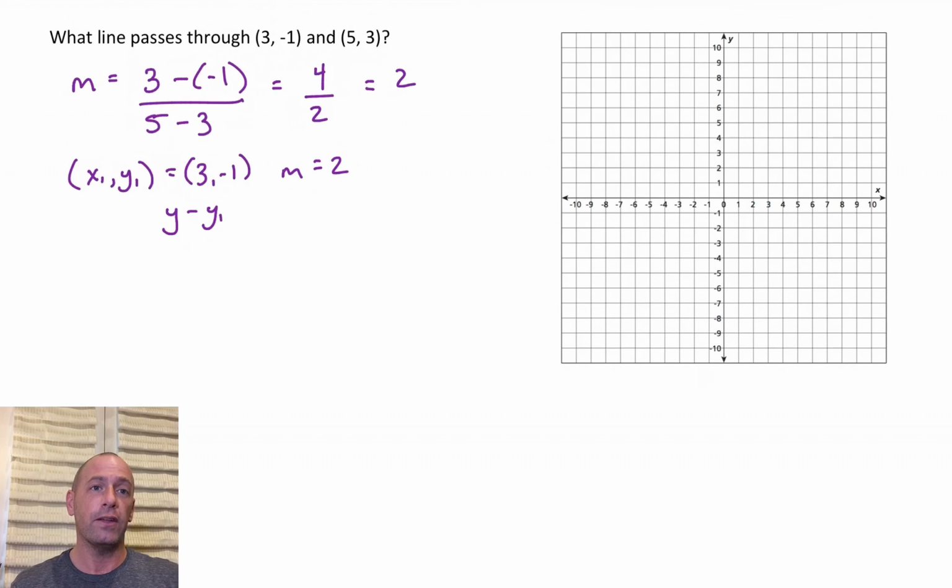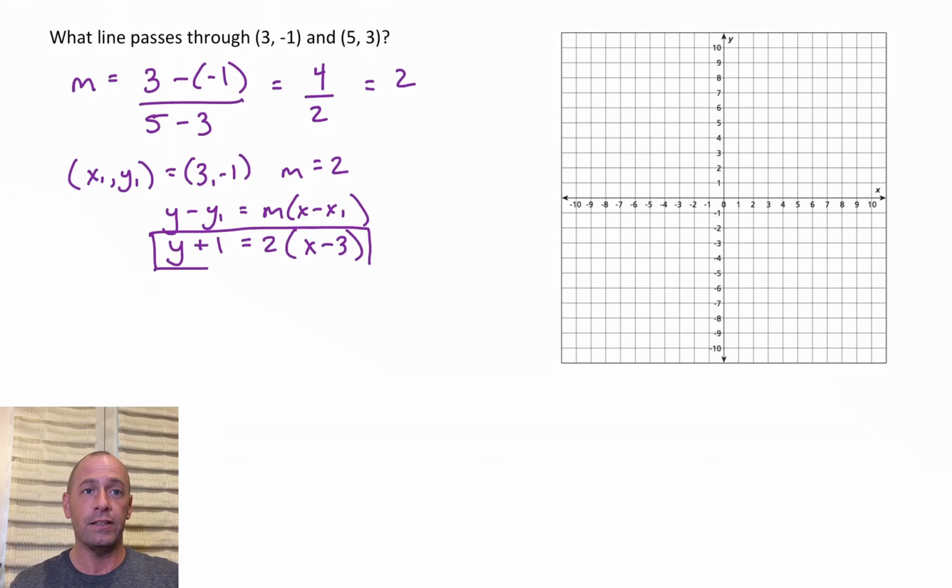So for this first case, y minus y1 equals m times x minus x1. I'm going to use (3, -1) as my coordinate. So if I subtract -1, I get +1. 2 times (x minus 3). Put a box around it. That is done. If you had stopped there, that answered the question. That is the point-slope form of the line meeting the characteristics.